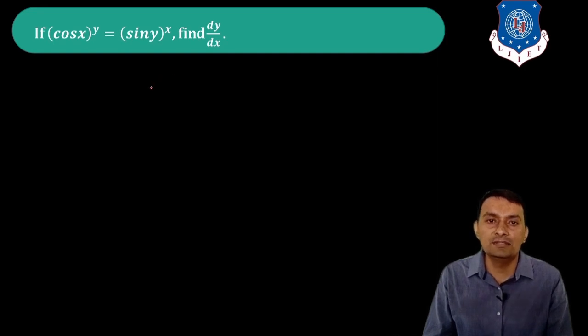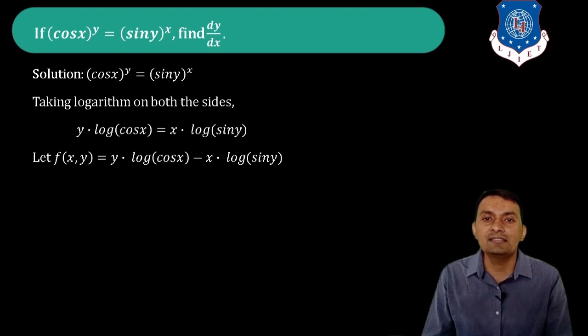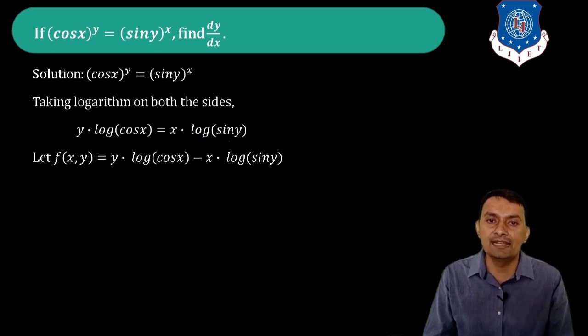Now look at this question. We want to find dy by dx of this function. Let us first take logarithm on both sides. You can also assume directly f of x, y is equal to this one, and still get the same answer, but what I am going to teach you will be the easiest one. Just take log on both the sides, so we get y times log cos x is equal to x into log of sin x.